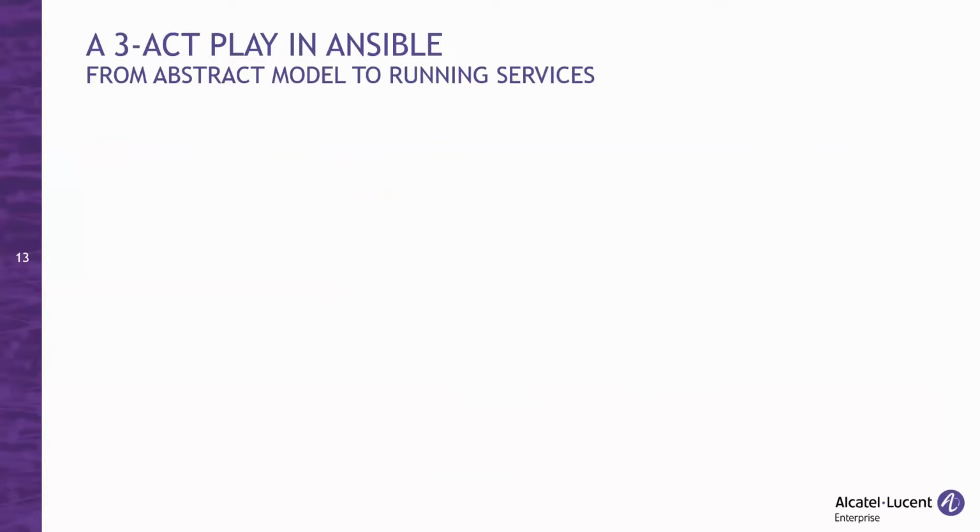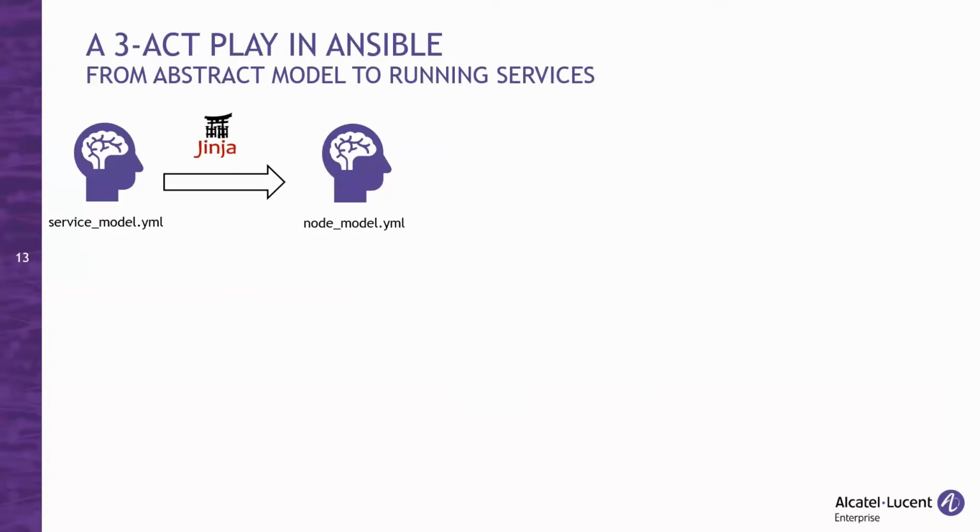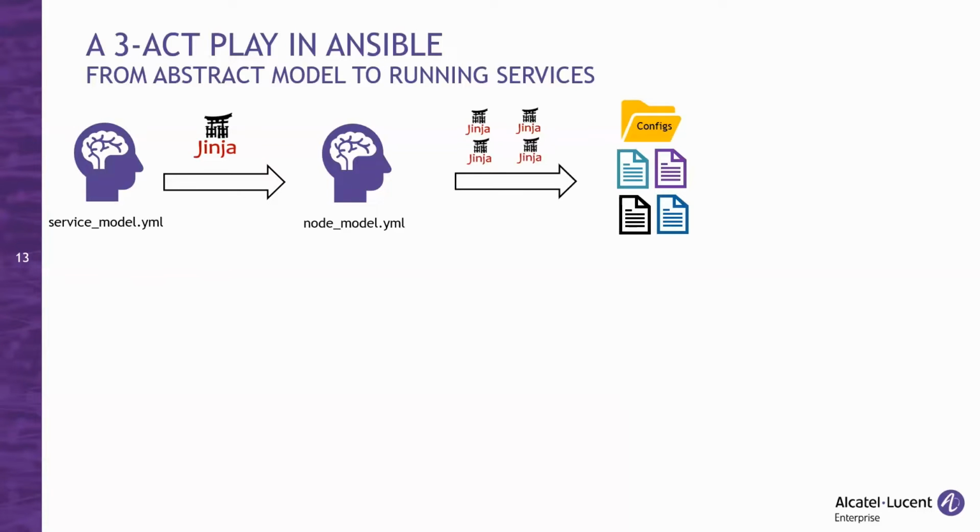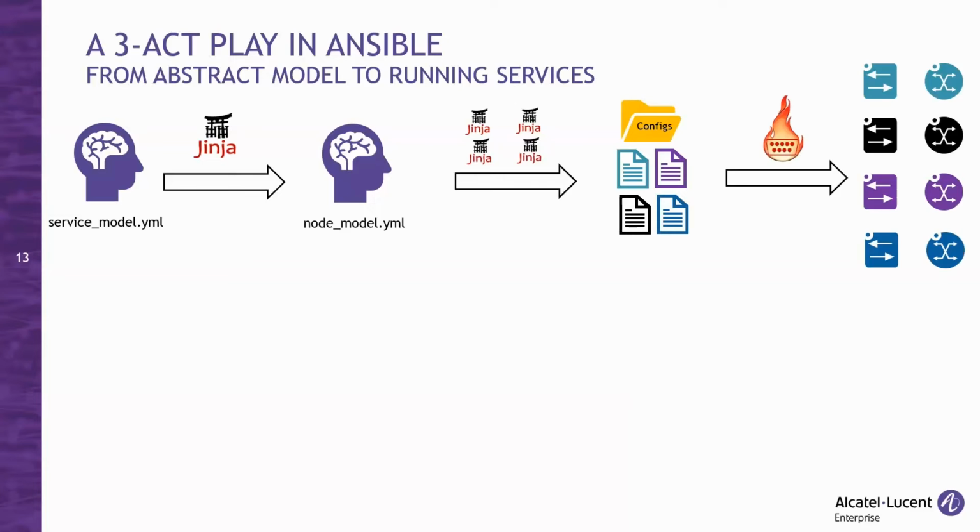Similarly, we can have the same structure for the services running on top of the physical infrastructure. We start with a service model. We use one Jinja template to turn that into a per node service model, and then a set of Jinja templates to convert the per node service models to the various CLIs and syntaxes for the different network nodes. In our example, we use 2, one for AOS and another one for EOS. Finally, we push those config files.